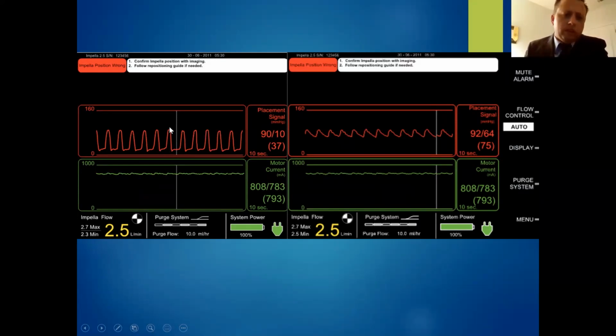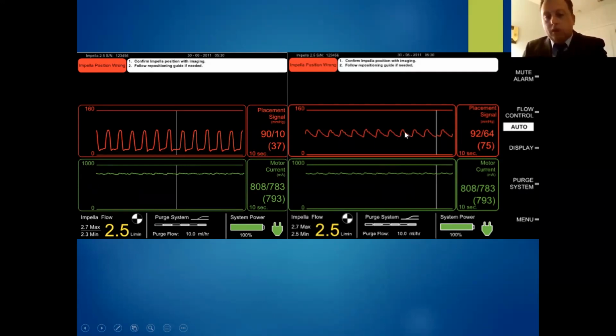But here you can see this is an LV waveform, and you have a flat motor current. So this is poorly positioned. You have to do a bedside echo at this time, and would want to reposition it. So you'd have to actually pull it back so that the outflow is in the aortic groove.